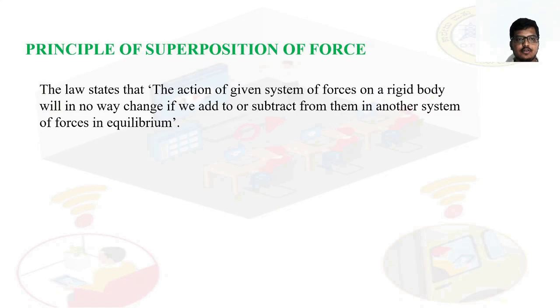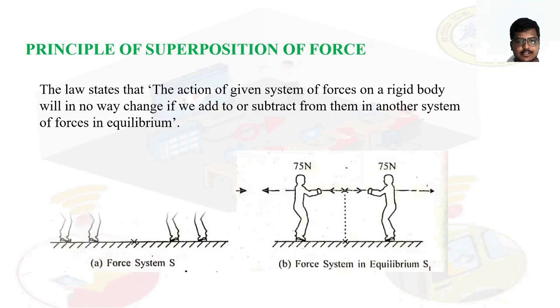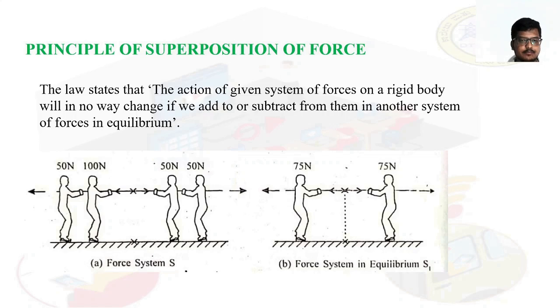Here, this law states that the action of a given system of forces on a rigid body will in no way change if we add to or subtract from them another system of forces in equilibrium. It means, see here, this is a picture of a game of tug of war. A person is holding the thread, and this is the line of action. Two persons are holding with 50 Newton force, 50 Newton force, 100 Newton force, 50 Newton force, right? So the total here is 150 Newton force. Here it is 100 Newton force.